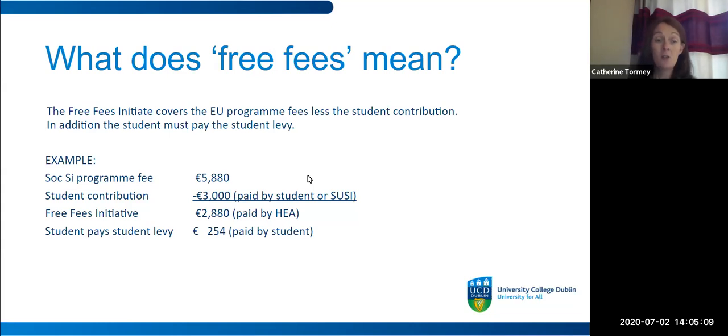If this particular student was instead taking a nursing programme and the programme fees were €7,880, the student contribution would remain €3,000. It never alters. The Free Fees Initiative in that scenario would cover €4,880, and again, the student must pay the student levy. So the minimum that any student must pay when they enter UCD is €254 of the student levy per year. Students who are eligible for the Free Fees Initiative would pay €3,000 or apply to SUSI to pay it on their behalf. And students who are deemed as EU fees eligible in this example would pay €5,880. Students who are deemed non-EU fees eligible would pay even more.